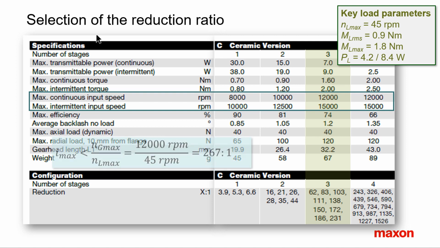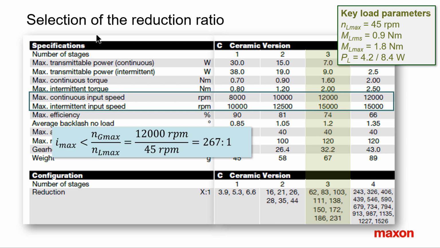Hence, for a load speed of 45 RPM, the reduction ratio of the gearhead should not exceed 12,000 divided by 45, or 267 to 1. The next smaller gearhead reduction available is 231 to 1, with an efficiency of 74%. And that's the gearhead we're looking for.